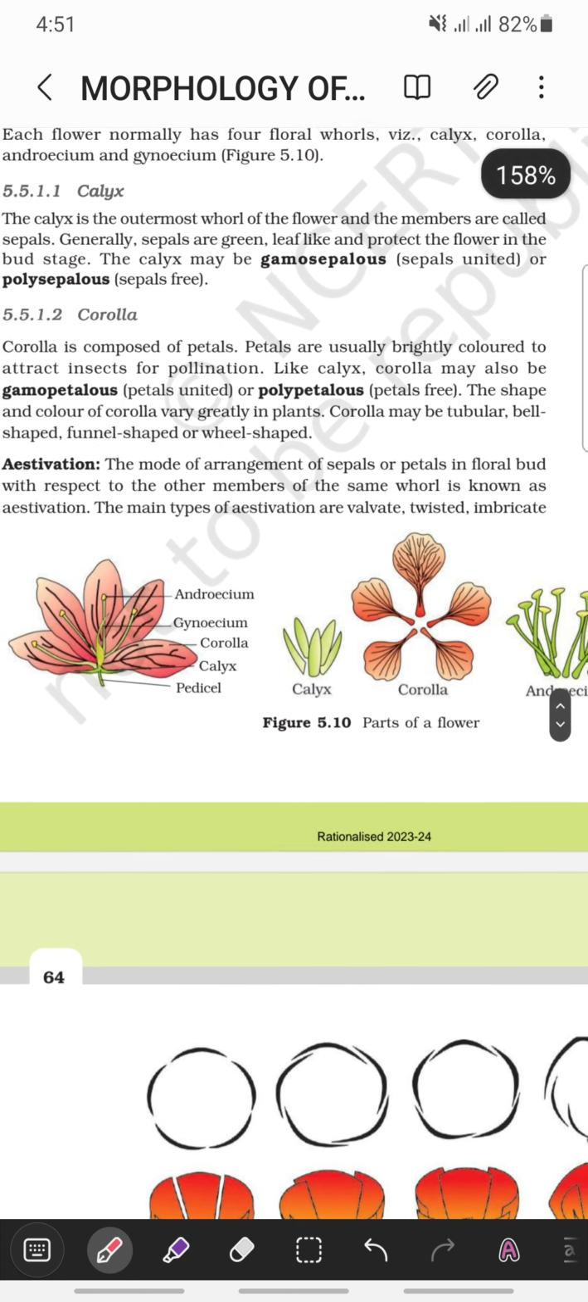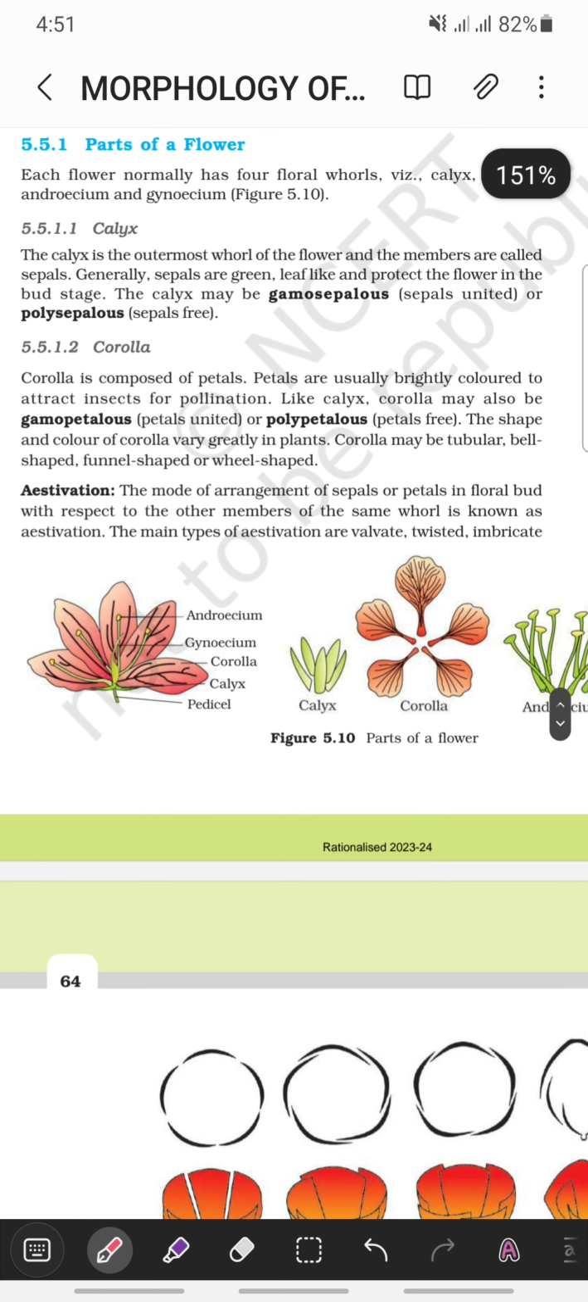Corolla. Corolla is composed of petals. Petals are usually brightly colored to attract insects for pollination. Like the calyx, the corolla may be gamopetalous, petals united, or polypetalous, petals free. The shape and color of the corolla vary greatly in plants. Corolla may be tubular, bell-shaped, funnel-shaped, or wheel-shaped.